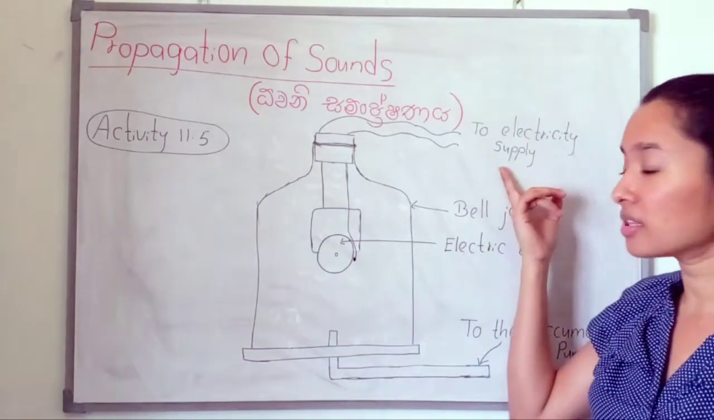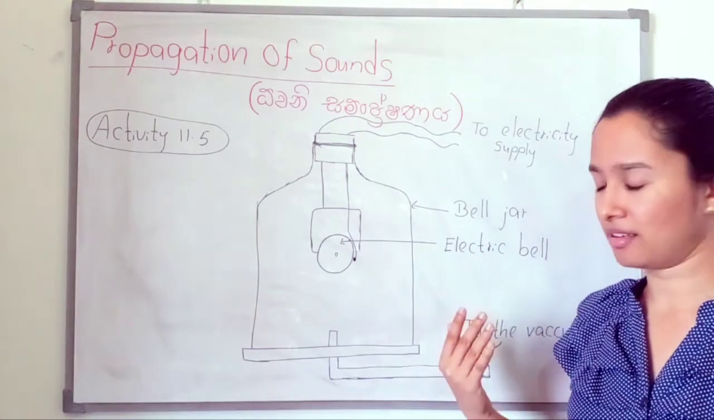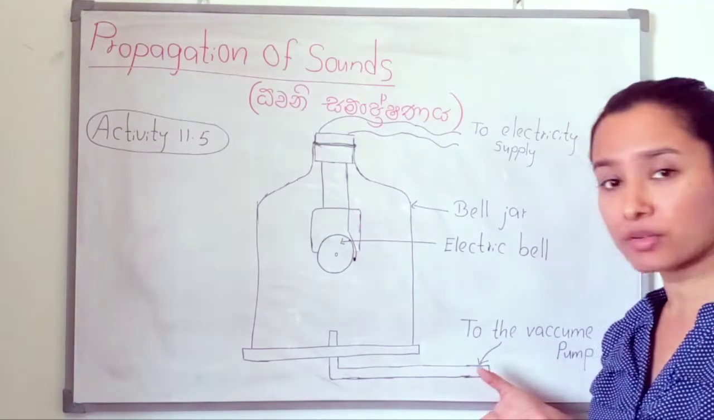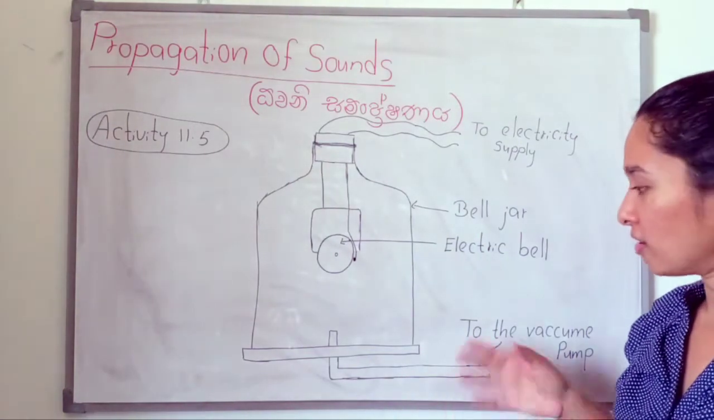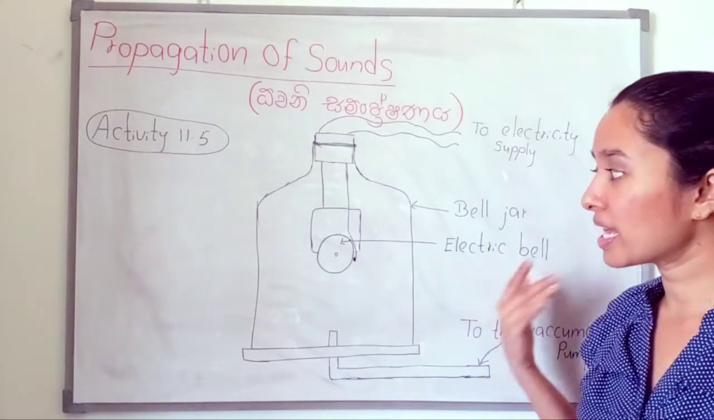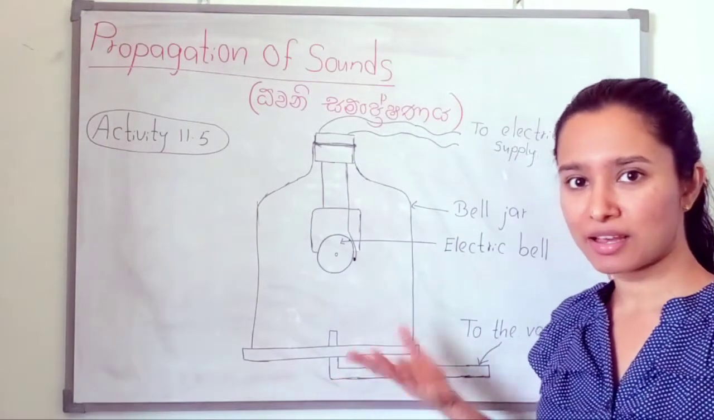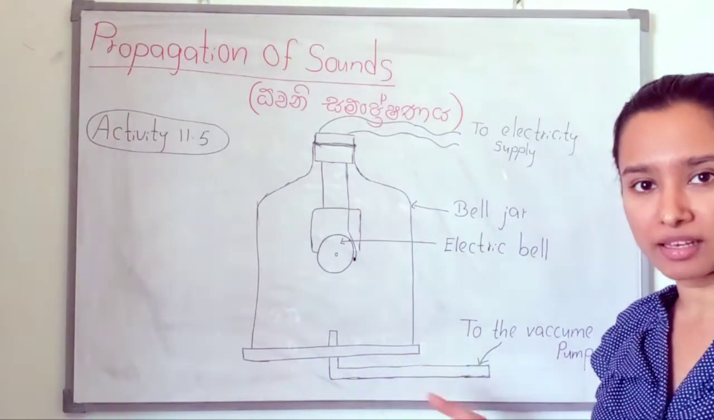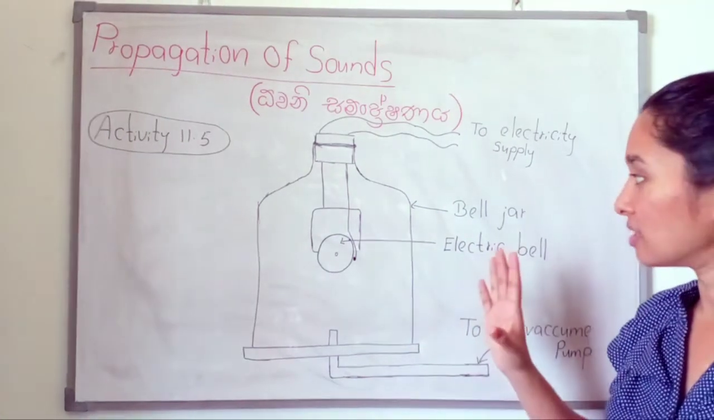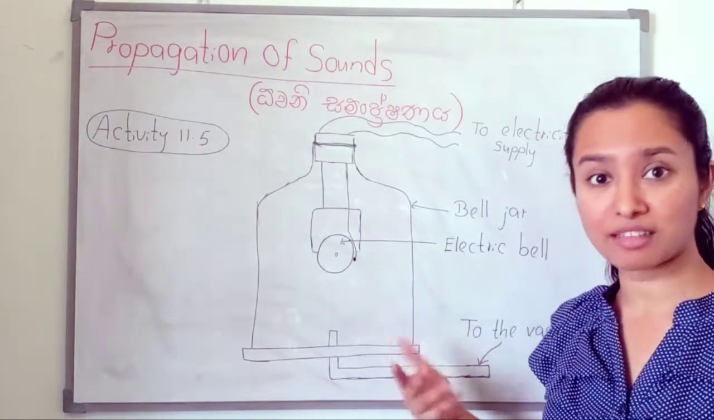Here when we switch on the bell, we can hear the ringing of the bell. Then evacuate the air gradually. Okay, when we remove the air gradually, the sound of the bell, that means the ringing of the bell, fades away gradually. Then when we fully evacuate the bell jar, we cannot hear the sound of the bell. We cannot hear the ringing.